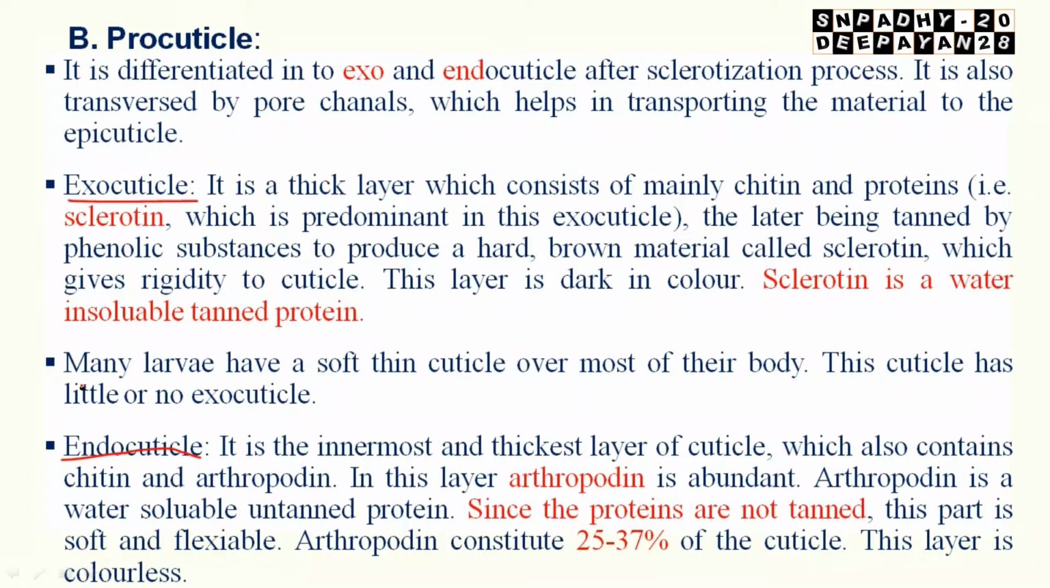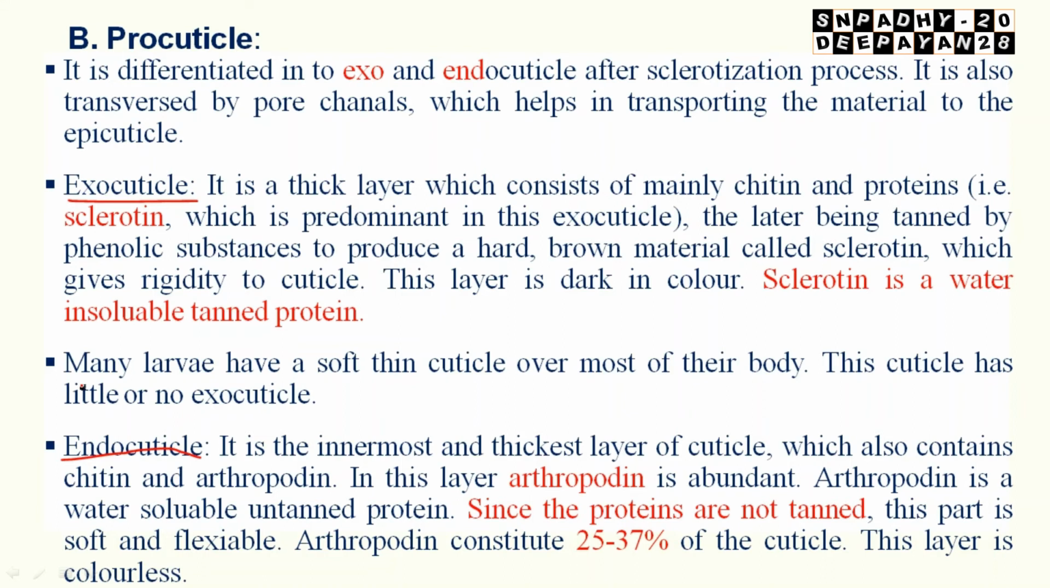What is exocuticle? It is a thick layer, that is not important. This exocuticle consists of two things. One is chitin and another one is protein. The protein name is what? Sclerotin. Okay, this sclerotin is what? It is a hard brown material which gives rigidity or strength to the cuticle. Generally these layers are dark in color due to presence of this sclerotin, and this sclerotin protein is a very tan, that means very hard protein, which is insoluble in water. They cannot dissolve in water. They are not soluble in water.